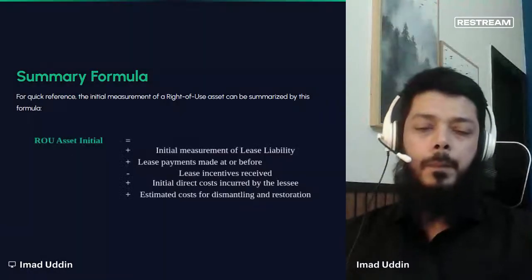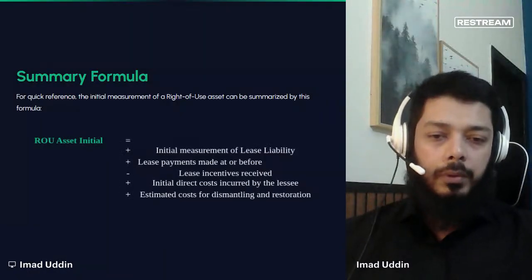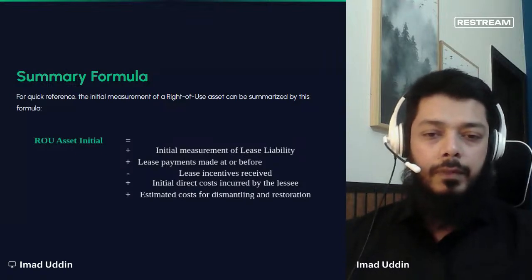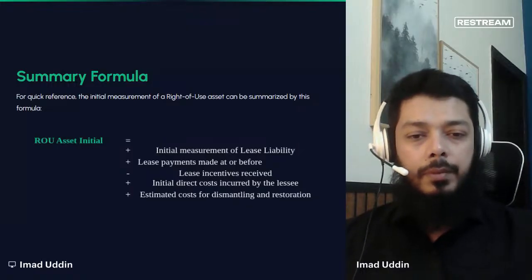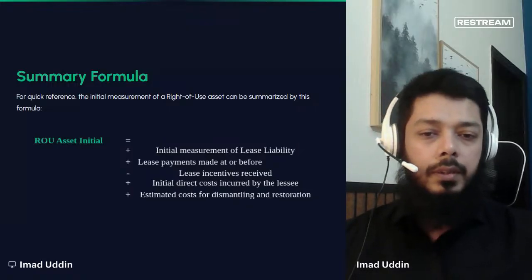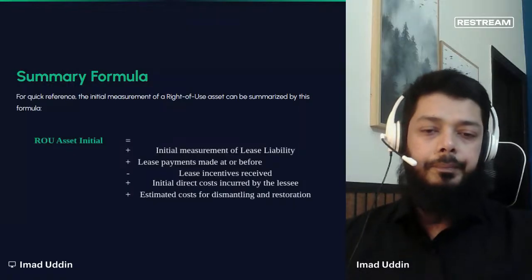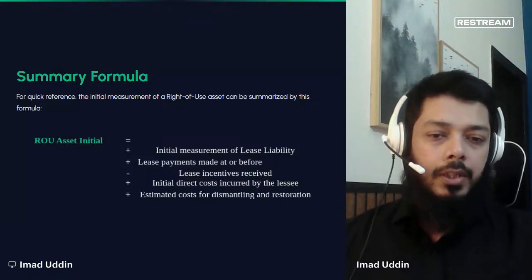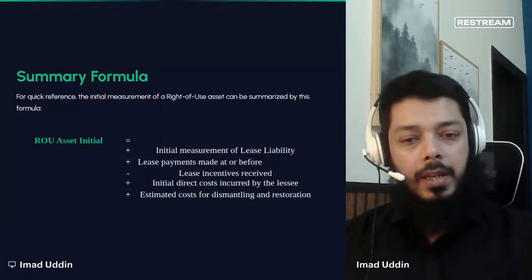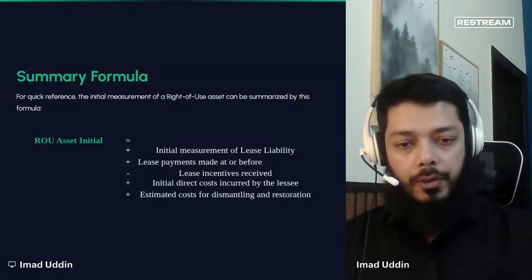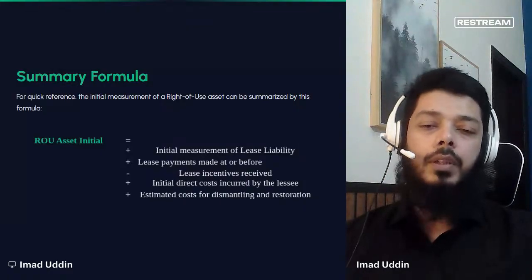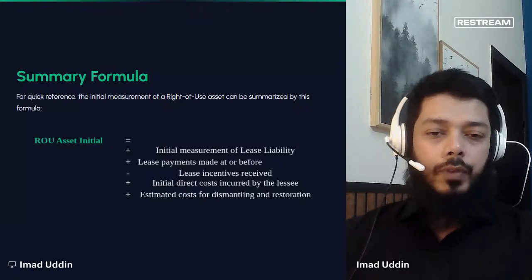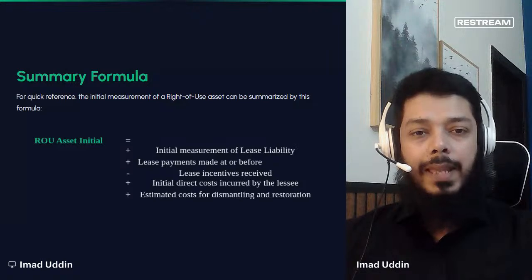So here's a quick formula. How do we recognize our right of use asset? It is basically the initial measurement of lease liability plus the lease payments made at or before the lease commencement date, minus the lease incentive received by the lessee from the lessor, plus initial direct costs incurred by the lessee, and we add the estimated costs for dismantling and restoration. So this is a quick overview of how we initially measure the right of use asset.